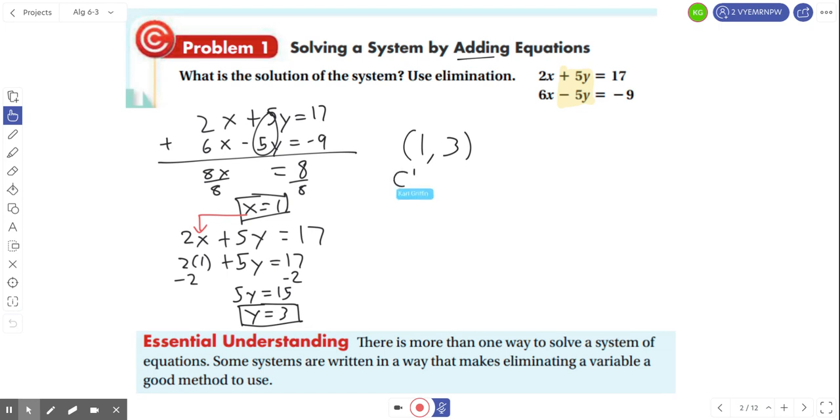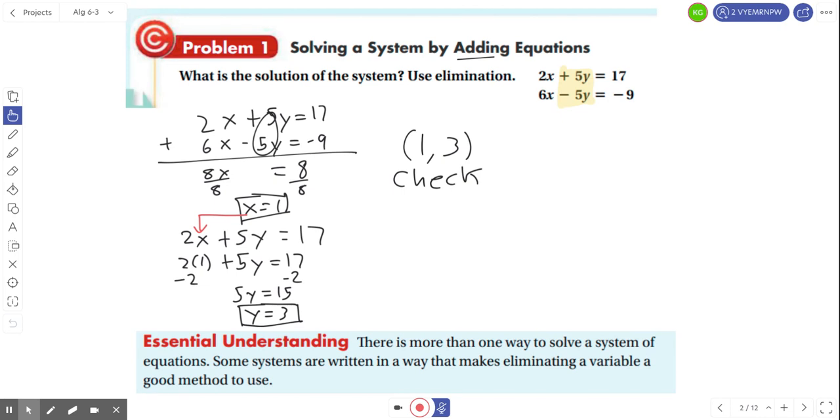Let's check. You're going to want to check all of your answers. There's lots of little mistakes to make. There's lots of algebra going on here. So you need to check your answers. So here's how you do it. You take 1 and 3 and you put it back into both equations. It is possible to get a point that will work for one equation and not the other.